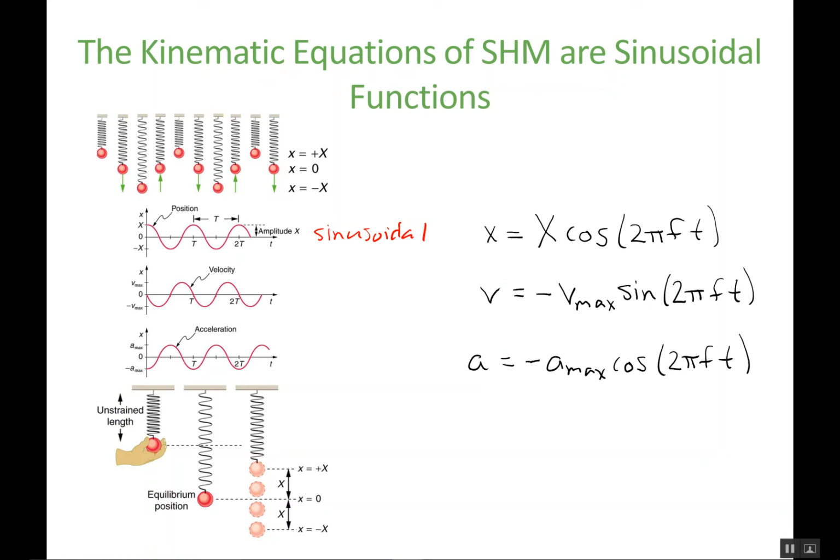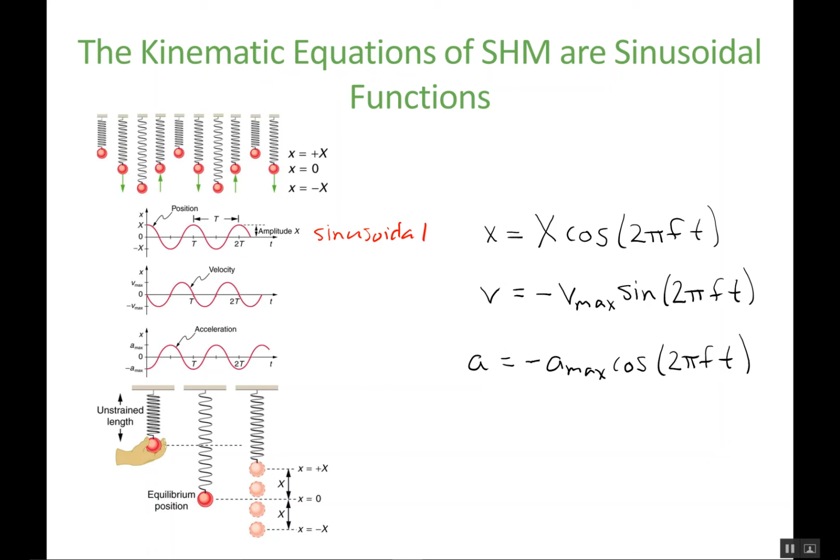Similarly, the velocity and the acceleration also exhibit sinusoidal relationships. In this particular example, the velocity as a function of time is proportional to negative some maximum velocity, which can be thought of as the amplitude of the velocity, times the sine of 2 pi ft. And the acceleration can be written as negative a max. Again, you can think of that as the amplitude of the acceleration function times the cosine of 2 pi ft.